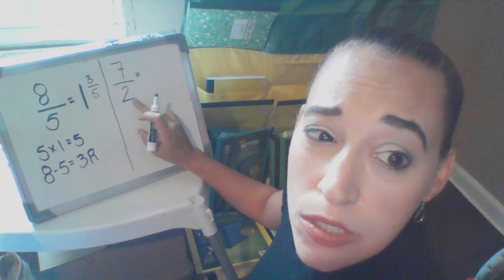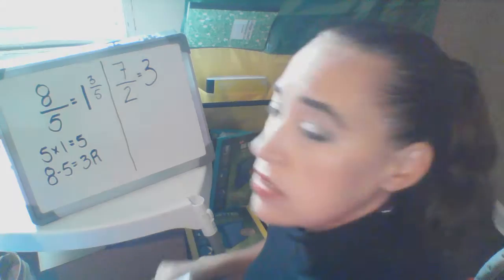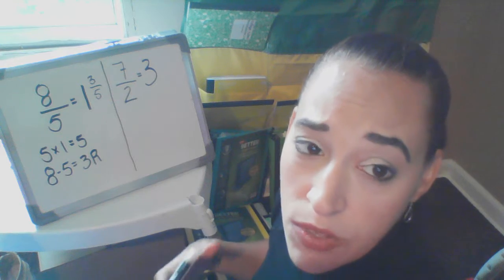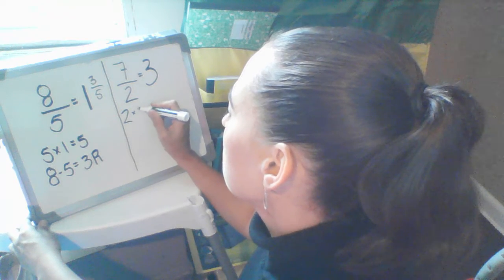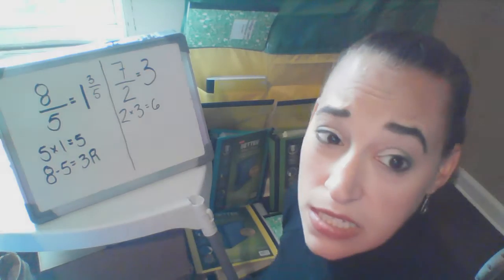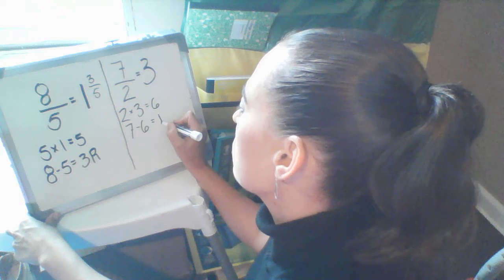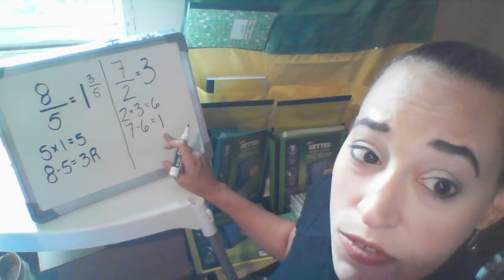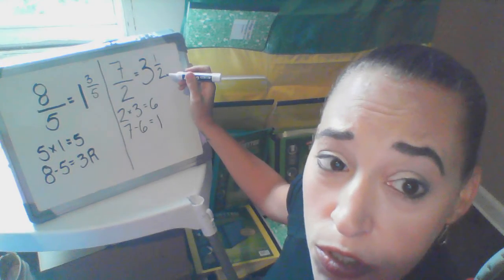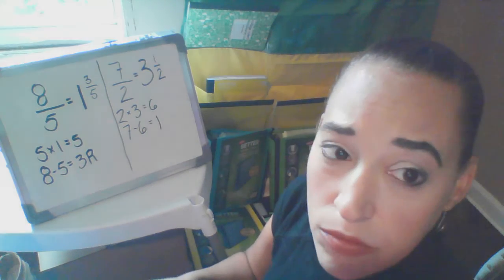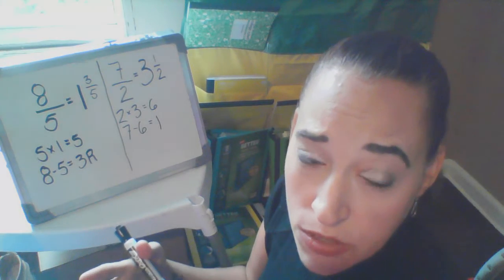Okay, 2. 2 goes into 7 3 times. So it's 3 whole times. 2 goes into 7 3 whole times, because 2 times 3 equals 6. Okay. 7 minus 6 equals 1. So that means you have 1 as the remainder, over 2. Your denominator never changes. So it's over 2.